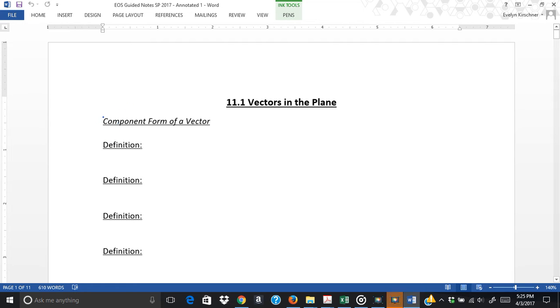So we're going to talk about vectors and vectors in the plane. And we're starting off with the component form of the vector. So we need a couple of definitions to get started. The first is what a scalar is. So a scalar is just a number, and it tells magnitude or size, how big something is. And this is important when we talk about vectors because we always like to know about the magnitude.